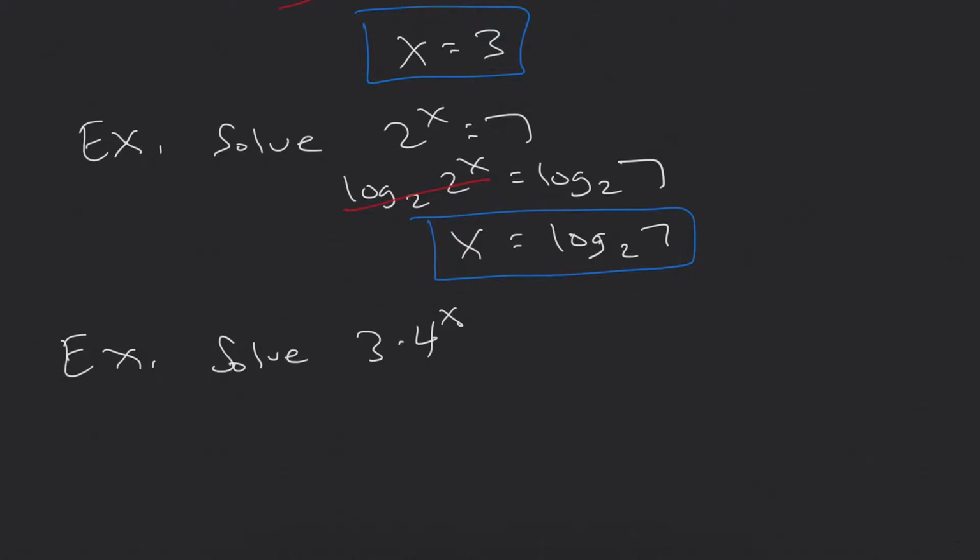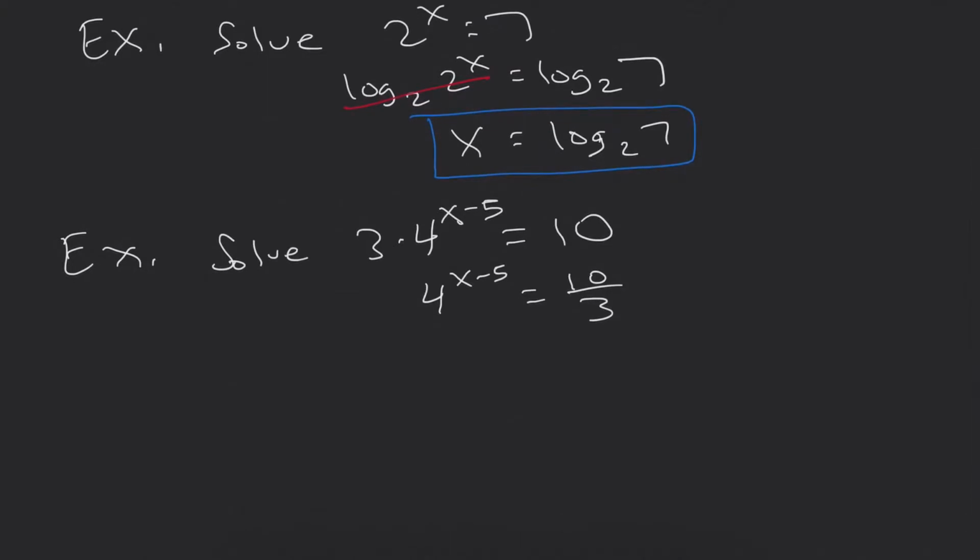Let's say I want you to solve 3 times the exponential 4 raised to the x minus 5 power equals 10. All right, so first step, I'm going to go ahead and divide both sides by 3. And it'll give me a 10/3 on the right. Now to get rid of that 4, I'm going to take the logarithm with base 4 of both sides. So log base 4 of both sides here.